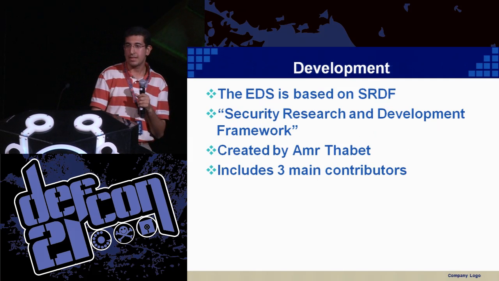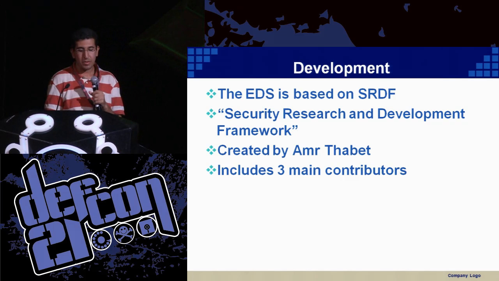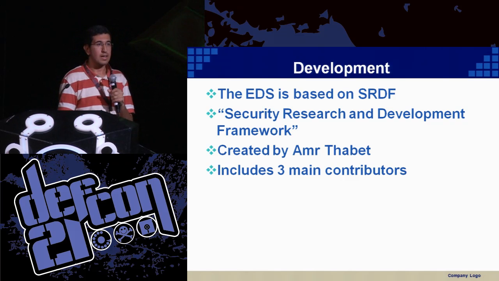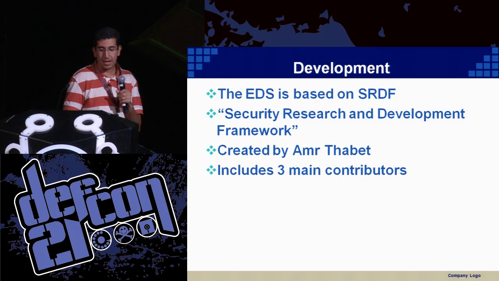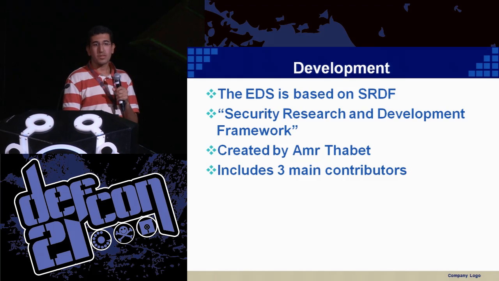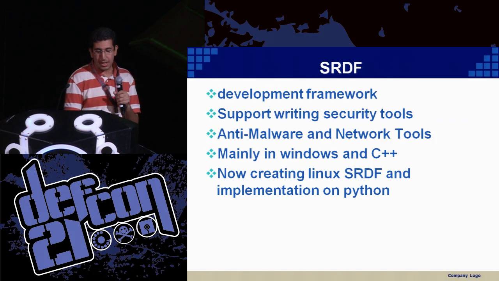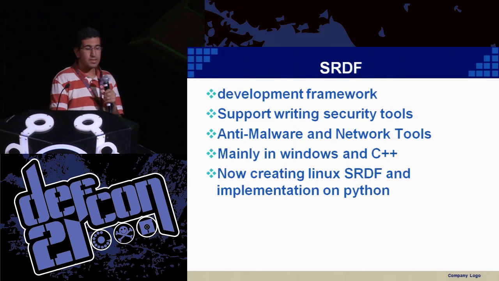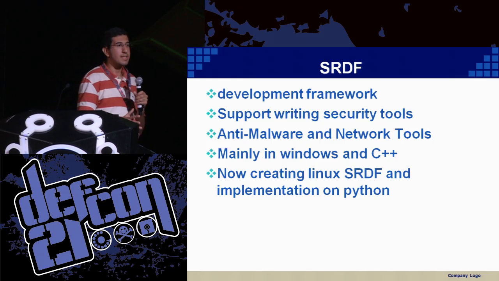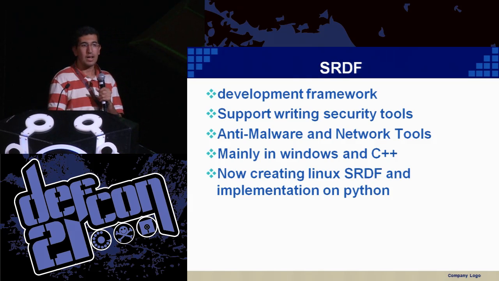Development: EDS is based on the Security Research and Development Framework. It's a development framework I already created. Until now, it includes three contributors. It's a development framework written in C++. It's for Windows right now. And we couldn't include a Linux version and a Python version.